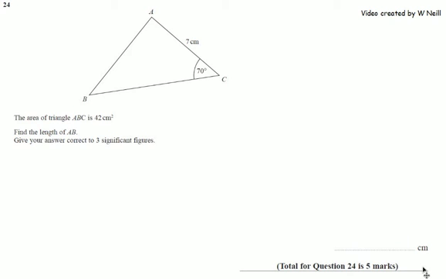The area of the triangle ABC is 42 centimeters squared. You're asked to find the length of AB to three significant figures. Okay, well, area of a triangle, I'm going to come down here and do this. I don't need too much space.